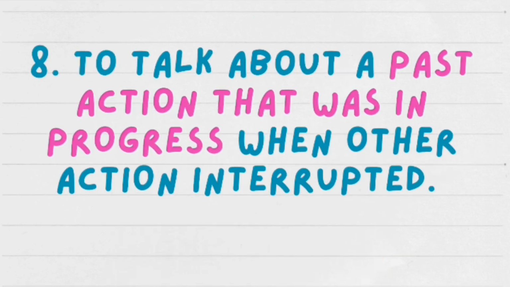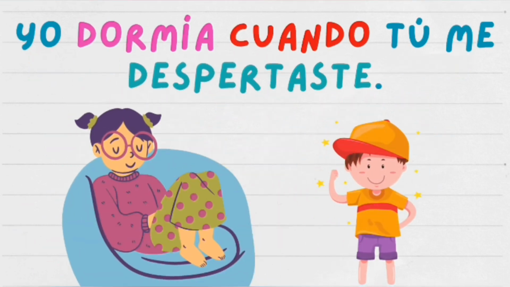All right, now let's see case number 8, in which we have to use the imperfect past, okay? We're going to use it when we want to talk about a past action that was in progress when another action interrupted, okay? Let's see some examples so you will understand it. Here we have this sentence, okay? In English, we say, I was asleep when you woke me up.